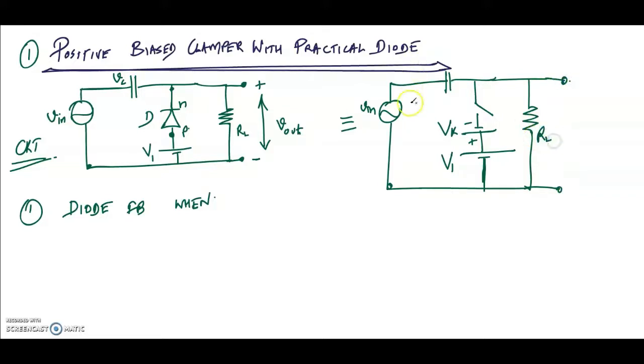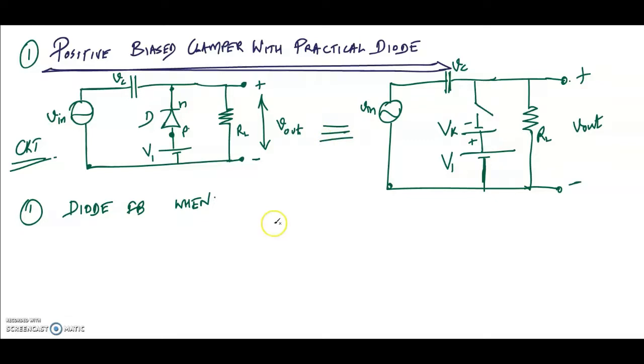This is your load resistance, the capacitor as such. The voltage across the capacitor is marked as Vc. As the input voltage changes, the capacitor voltage will also change. That's why I have written Vc as a small letter v, meaning it is an AC voltage. It is not fixed. Vk and V1 are fixed voltages. That's why I have written them as capital Vk, capital V1, meaning they are DC voltages. Of course, you have your Vout plus minus in this direction. This is the equivalent circuit.